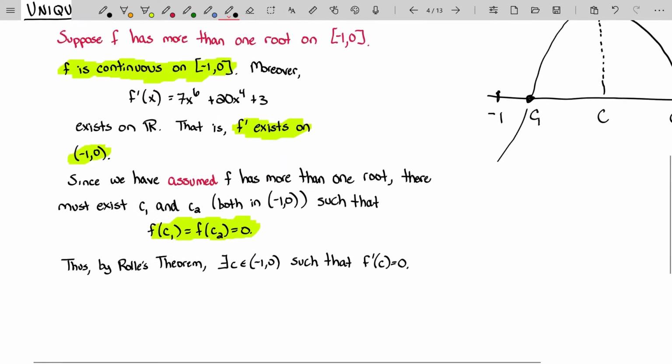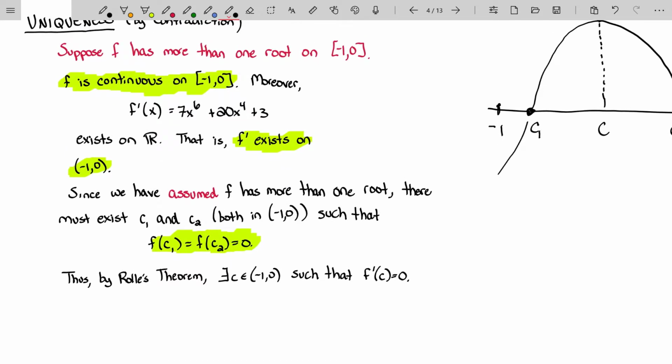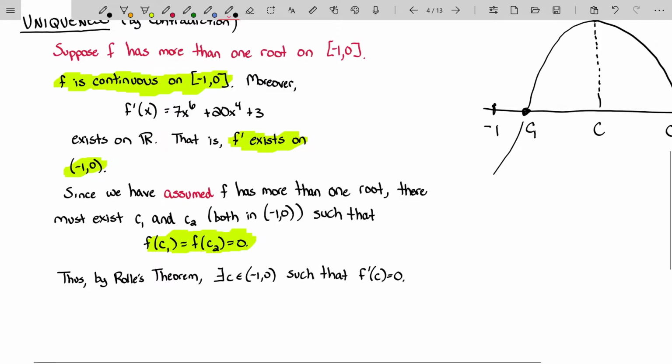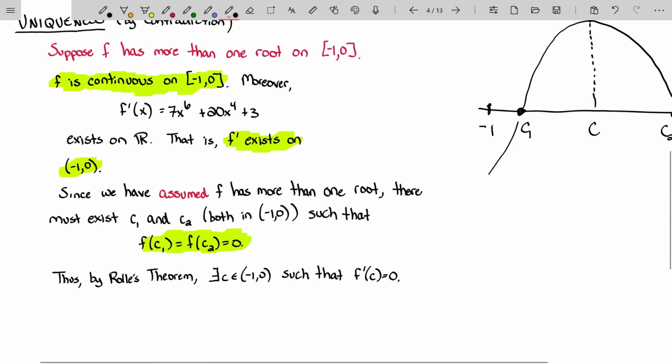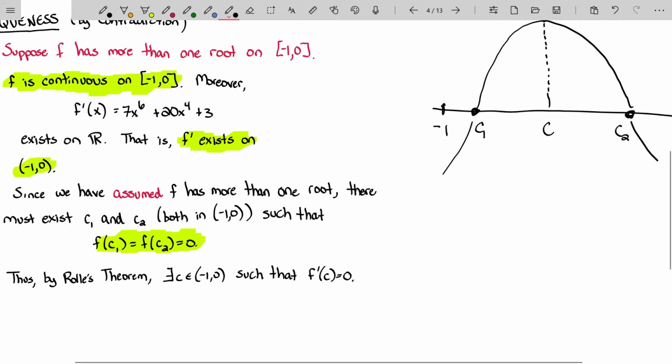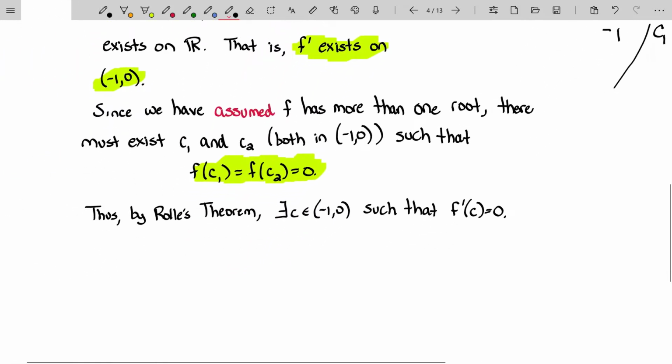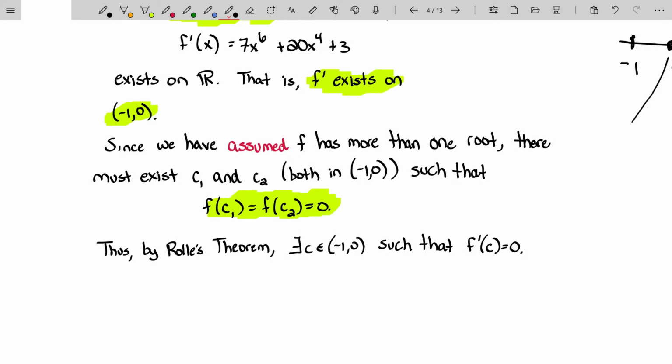You agree with all my logic, right? Everything we've written out here, except for that red ink, everything we've written out here is perfect. We got a continuous function. It's differentiable. Since we've assumed that we have more than one root, then we have 2 points on our curve that have the same height. By Rolle's theorem, we know there's some point in between C1 and C2 where the derivative is 0. Ladies and gentlemen of the jury, I say to you, this cannot happen because this would imply that 7x to the 6th plus 20x to the 4th plus 3 would have to be 0.